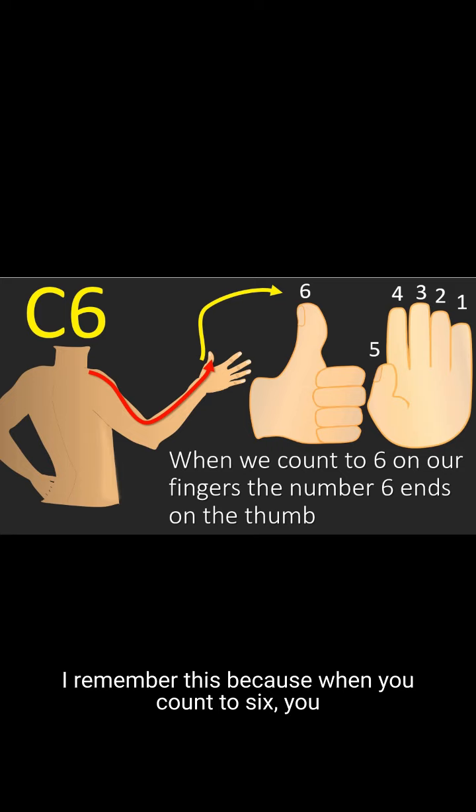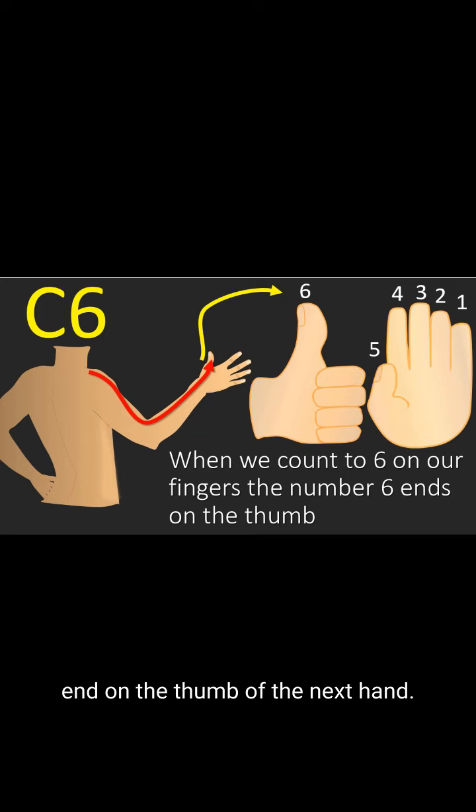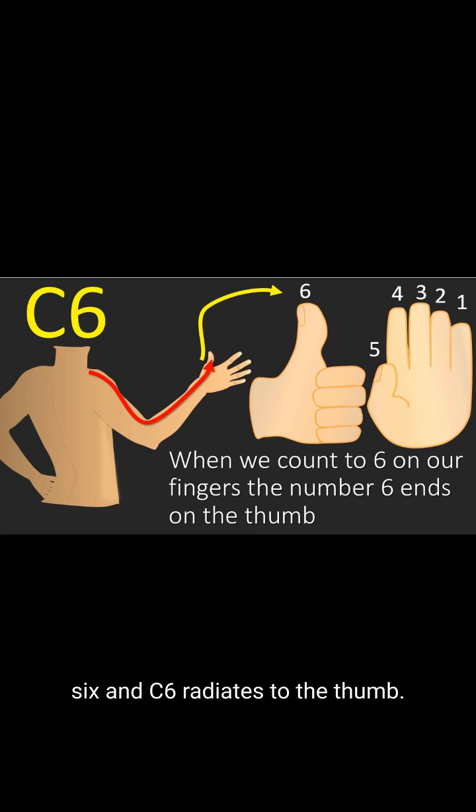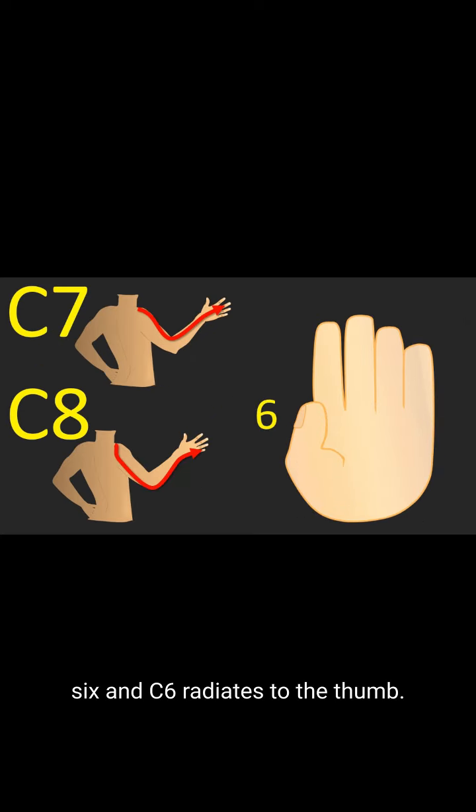I remember this because when you count to 6, you use up all the fingers on one hand and then end on the thumb of the next hand. So you end on the thumb when you count to C6, and C6 radiates to the thumb.